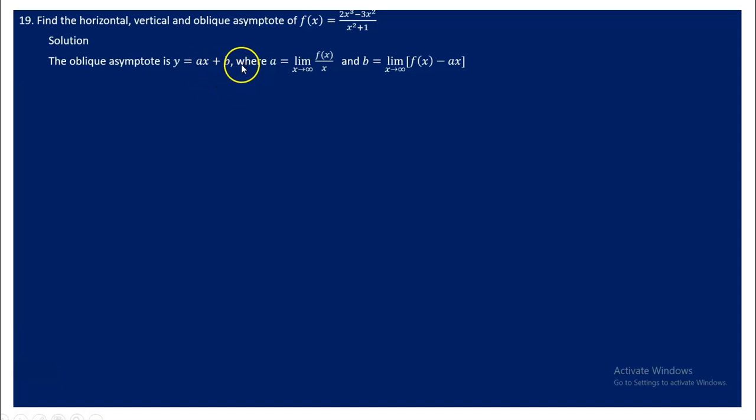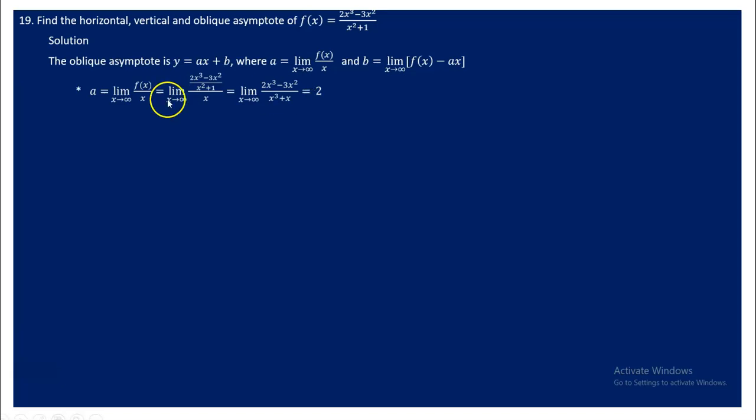So here your a is obtained by looking for the limit of f of x over x as x goes to infinity. And the constant b is obtained by looking for the limit of f of x minus x as x goes to infinity, where your a is the one obtained here. So now let's try to calculate these values.